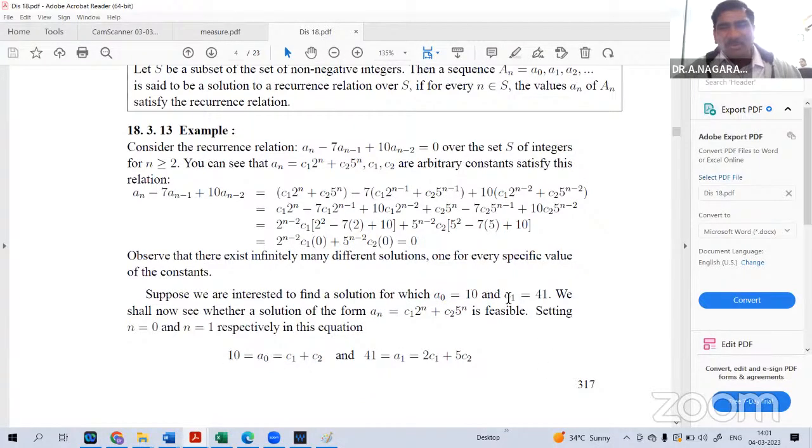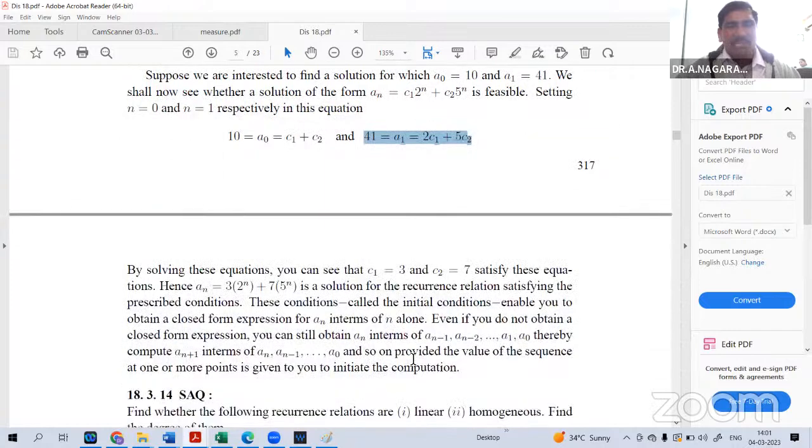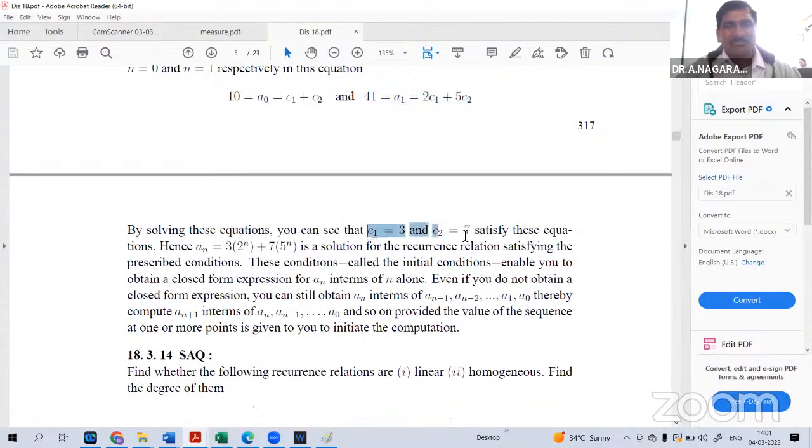Next, a1 equal to 41. What is that? I will substitute n equal to 1. a1 equal to C1 2 power 1 plus C2 5 power 1. So here 2 C1 plus 5 C2 equal to a1. a1 equal to how much? 41. I substituted. Now by solving these two equations, I will get C1 and C2.